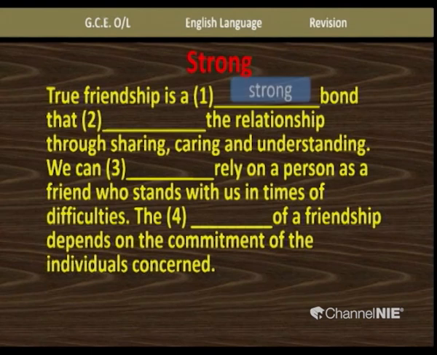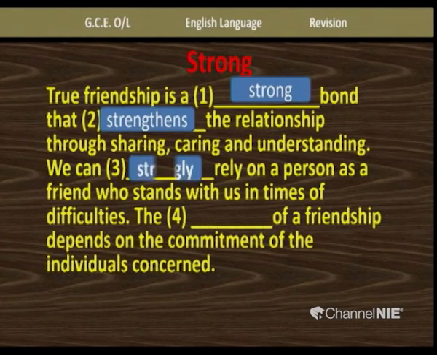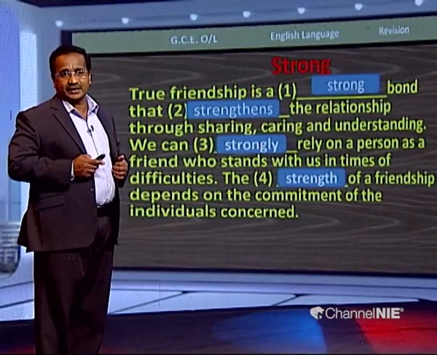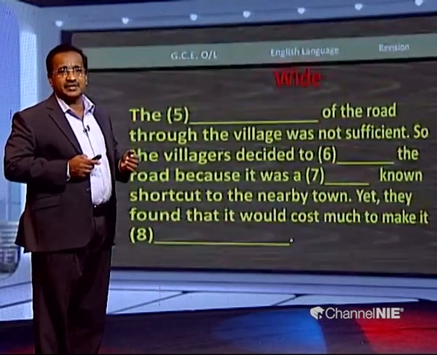Let us see. True friendship is a strong bond that strengthens the relationship through sharing, caring and understanding. We can strongly rely on a person as a friend who stands with us in times of difficulties. The strength of a relationship depends on the commitment of the individuals concerned. Look at the way the different word classes of the same word can be used in order to fill in these blanks. Let us have a look at another activity. Wide.